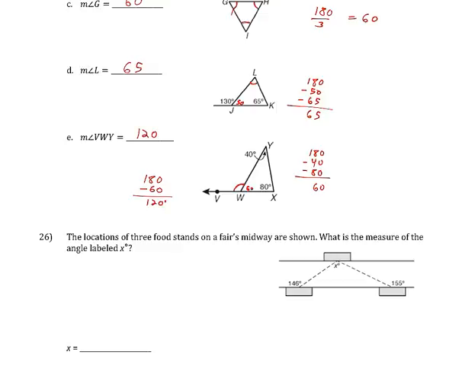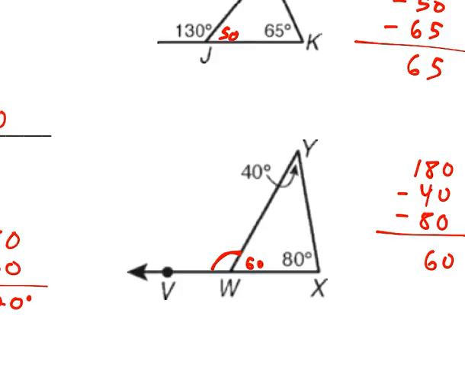For this problem, you could also use that last proof we did on the other page, which said that this angle plus this angle equals the outside angle. So you can kind of use that shortcut to say, oh, well, 40 plus 80 is 120, if that rings a bell.